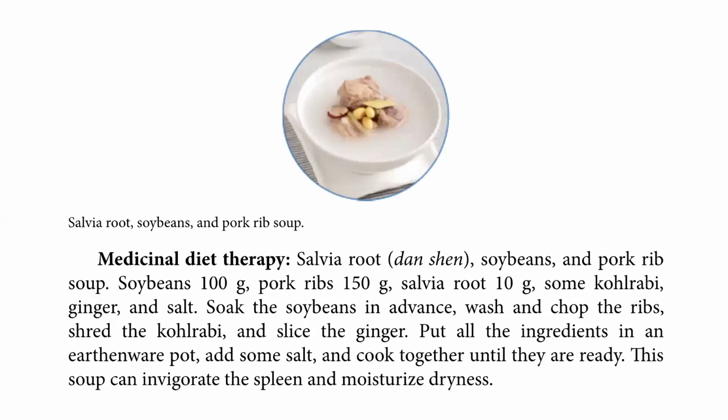Medicinal diet therapy. Salvia root, soybeans, and pork rib soup. Soybeans 100 grams, pork ribs 150 grams, salvia root 10 grams, some kohlrabi, ginger, and salt. Soak the soybeans in advance, wash and chop the ribs. Shred the kohlrabi and slice the ginger. Put all the ingredients in an earthenware pot, add some salt and cook together until they are ready. This soup can invigorate the spleen and moisturize dryness.